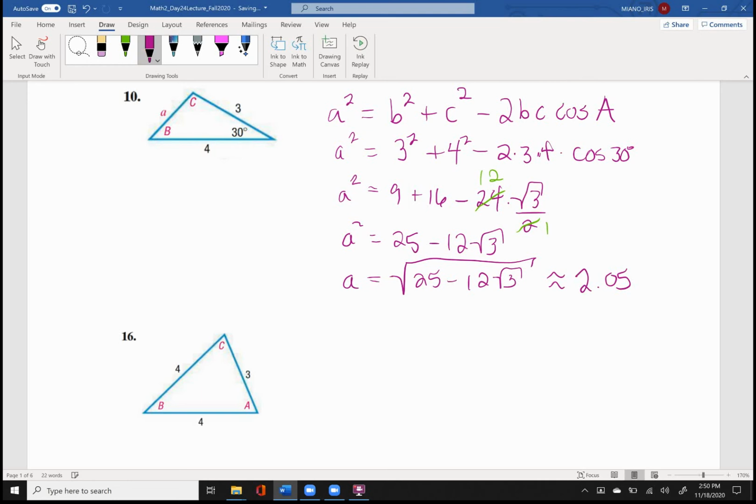Okay, so that's a. Now we still need to get angles C and B. So the next step is going to be using, of course, law of cosines again, or that's one way that you could do it.